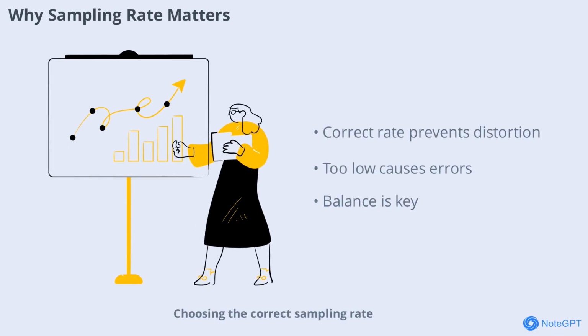Using the correct sampling rate is essential for accurate signal representation. If the rate is too low, the sampled signal may not contain enough information to reconstruct the original waveform. This can result in errors and loss of detail. On the other hand, sampling at a much higher rate than necessary increases data size and processing requirements without significant benefits. Engineers must balance these factors to optimize system performance. In the next scene, we'll explore what happens when the sampling rate is insufficient.